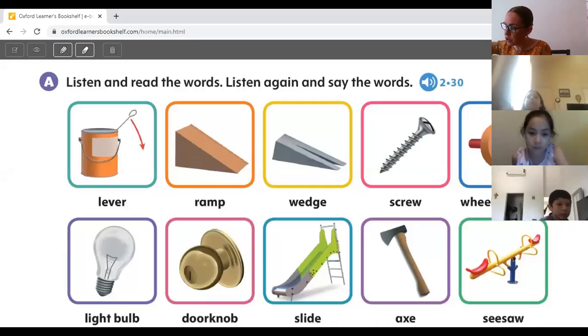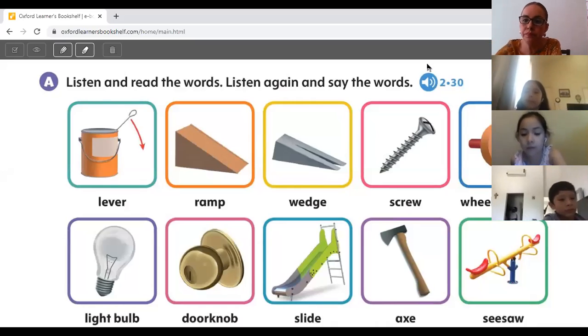What's the meaning of screw? A small metal thing with a sharp end, which you use for joining things together. You push it into something by turning it with a special tool. Good job, Constanza. Thank you. A screw is a small metal thing with a sharp end which you use for joining things together. You push it into something by turning it with a special tool. Okay, let me share with you the screen so you can see the illustrations.